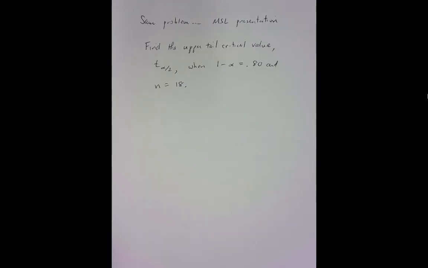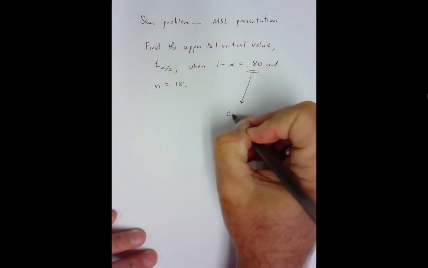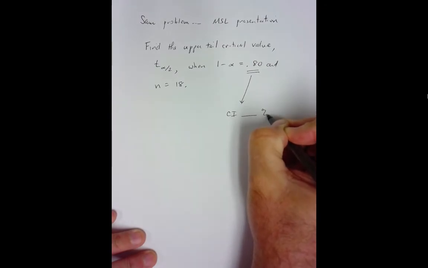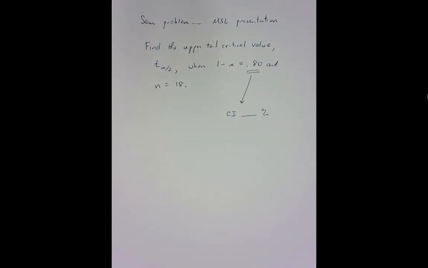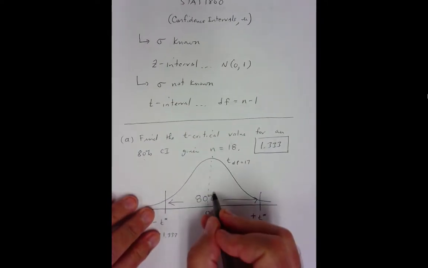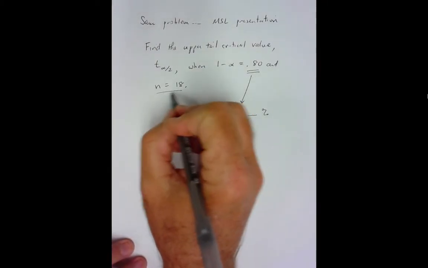That could be confusing for first year or even 1,000 level statistics students. What you've got to do is focus on this number right here. This is the confidence interval percentage. So that 0.80 tells me, just like I did in the previous problem, that's the value that goes in the center. And of course the sample size is 18, and that's given right there.